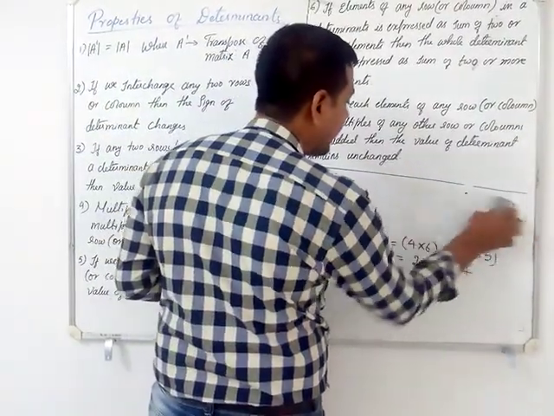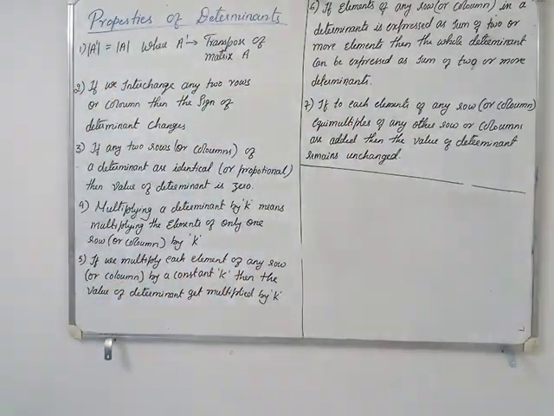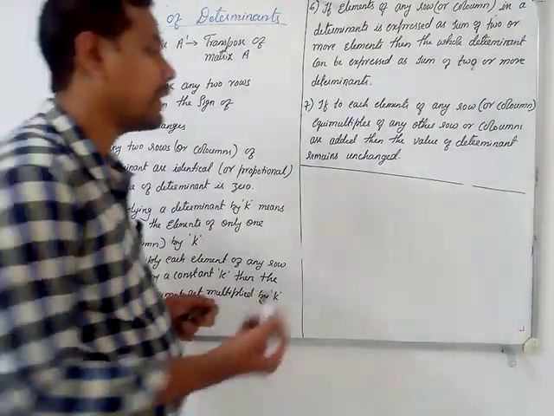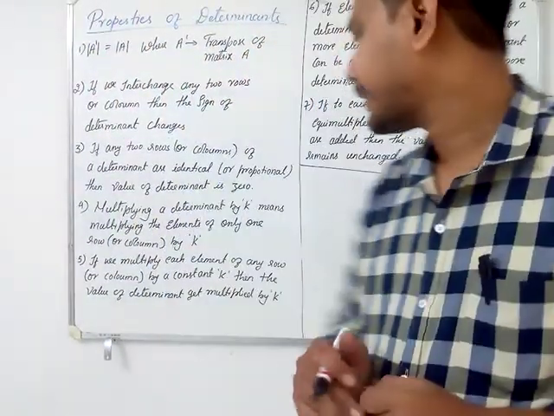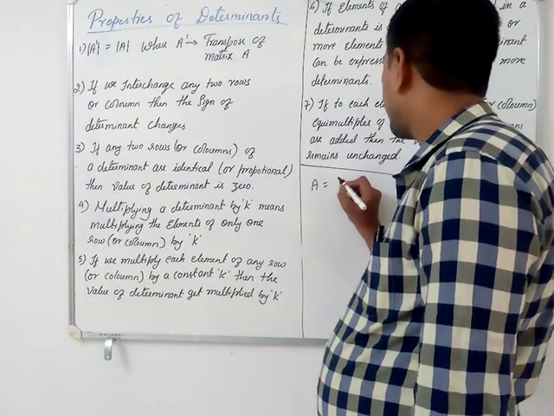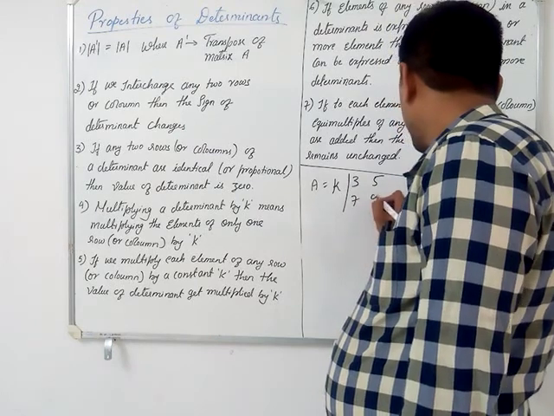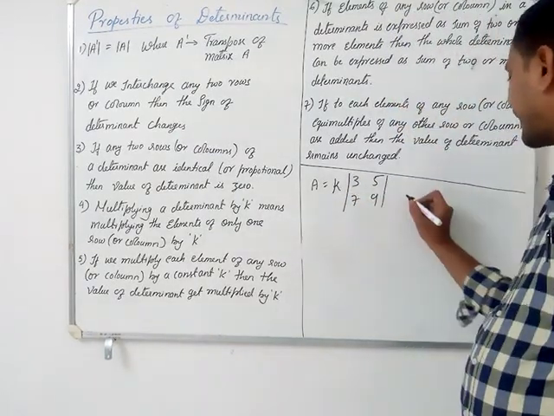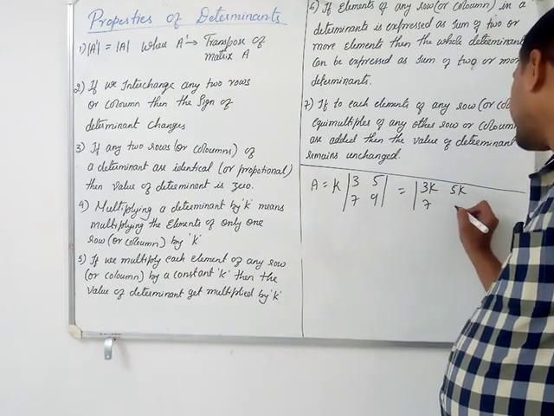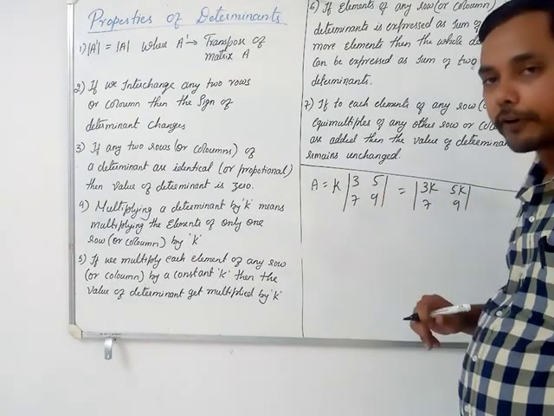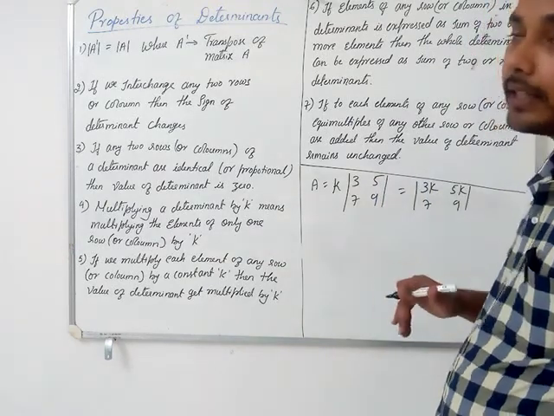But what is property 5? It is telling the reciprocal of property 4. If any one row or column is multiplied with k, then the whole determinant gets multiplied by k. For example, in property 4, when k comes inside, I can take it as 3k, 5k, 7, 9. I am multiplying it to the first row. You can multiply it to the second row, first column or second column. That was about property 4.